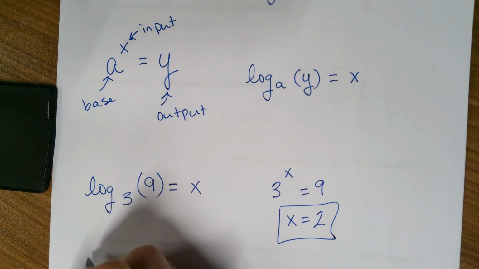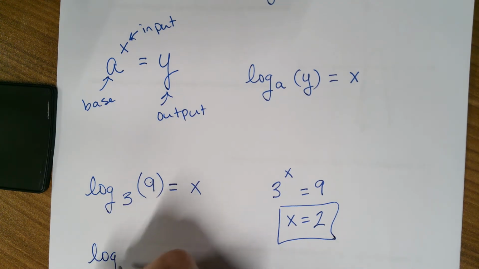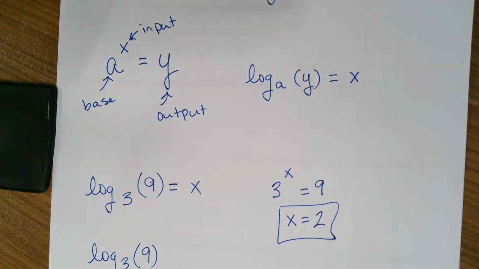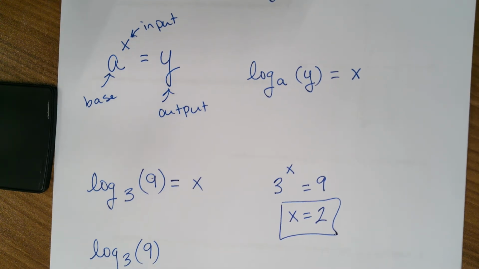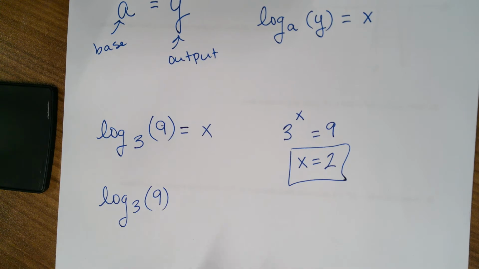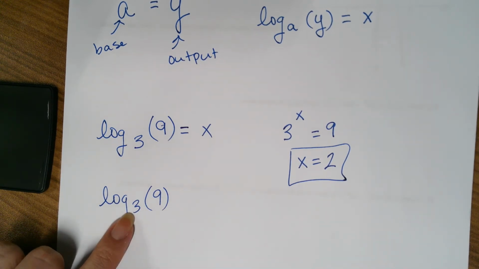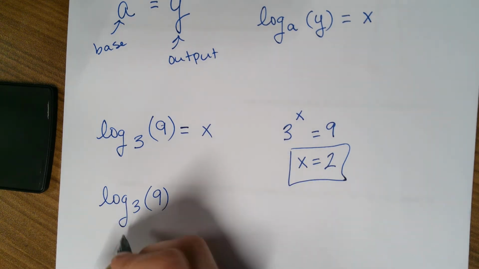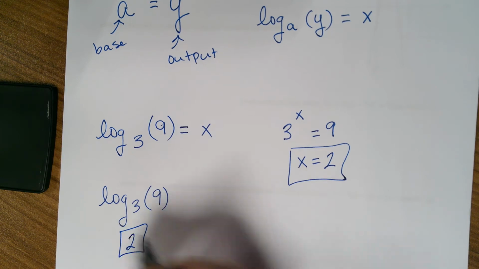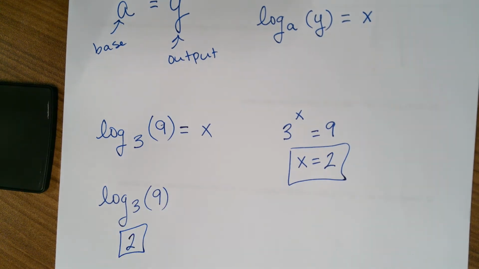So if I were just wanting to evaluate this logarithm, log base 3 of 9, keeping in mind the exponential form and how these things convert back and forth, I can just simply ask myself, the base raised to what power would be equal to 9? So 3 to what power gives me 9? And the answer is 2. So we've evaluated that logarithmic expression.